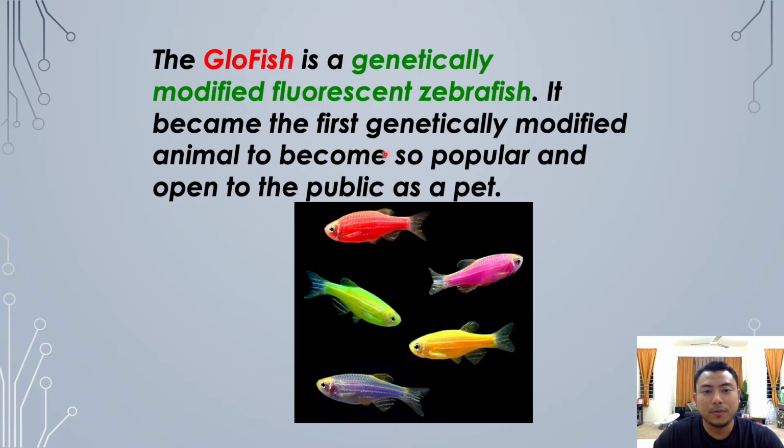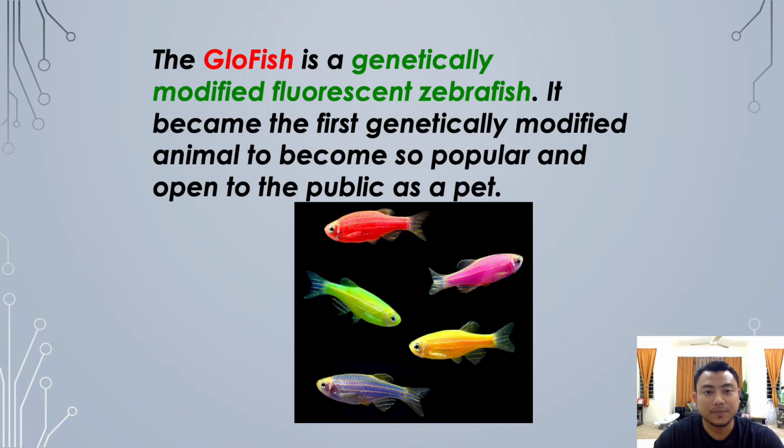The glowfish is a genetically modified fluorescent zebrafish. This fish has been genetically modified. It became the first genetically modified animal to become so popular and open to the public as a pet. It means that the genetics of this fish has been modified to give it the fluorescent color. Originally, there is no zebrafish that has a fluorescent color.